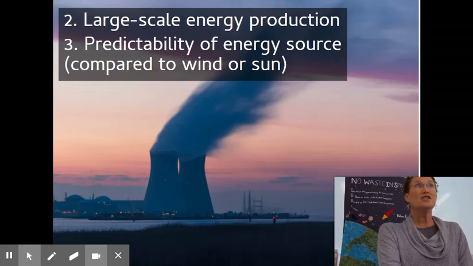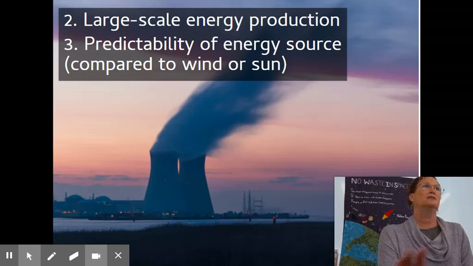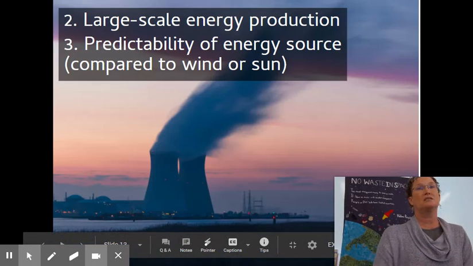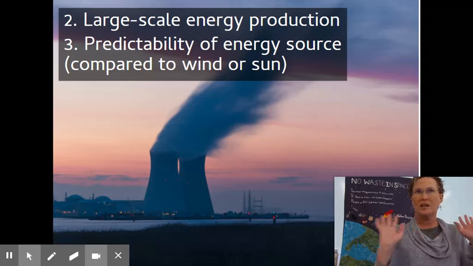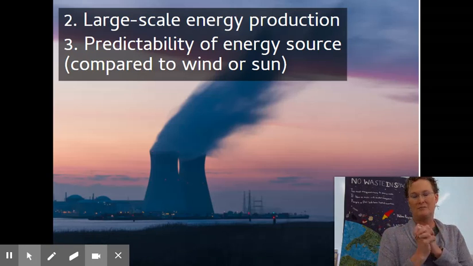There's large scale energy production. It's predictable, and it's more predictable than wind or sun. Okay, because you can just have it. It could work at any time because you have it. That's the same good things from coal and oil.